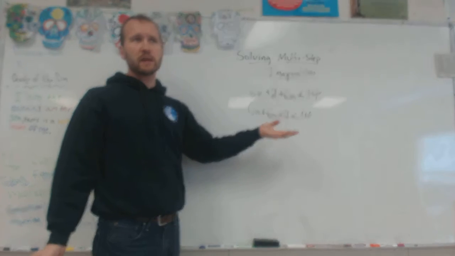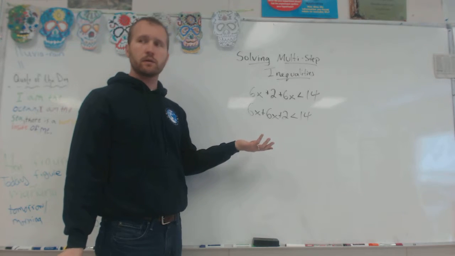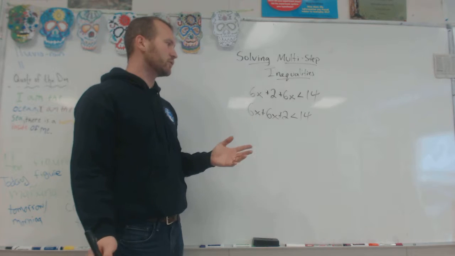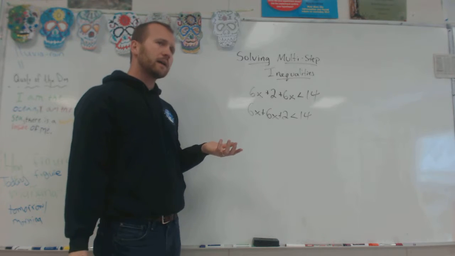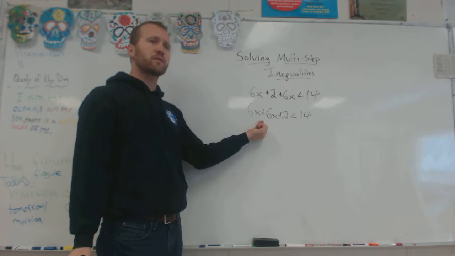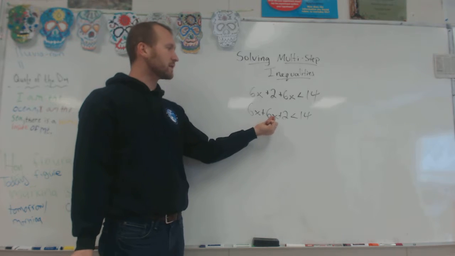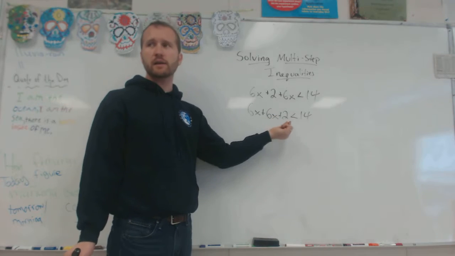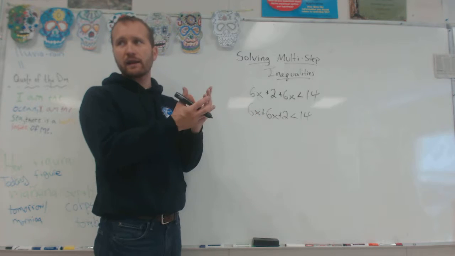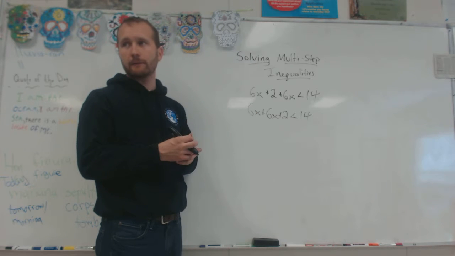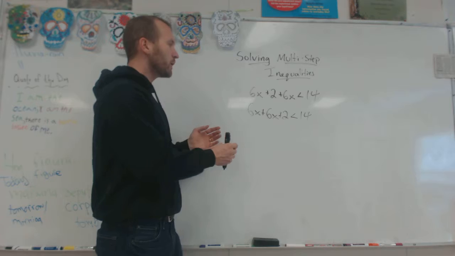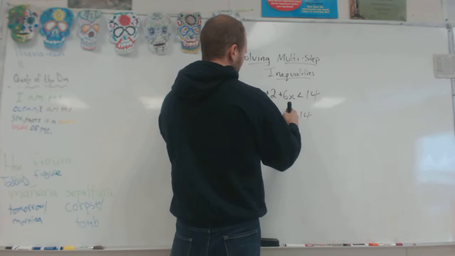What do you do now? There's actually a couple options. You could subtract 2 right away. Yeah, so I could subtract 2 right away. I like to typically combine like terms first. So before I start subtracting from both sides or anything like that, I'm going to try to get each side as simple as I can. Okay.